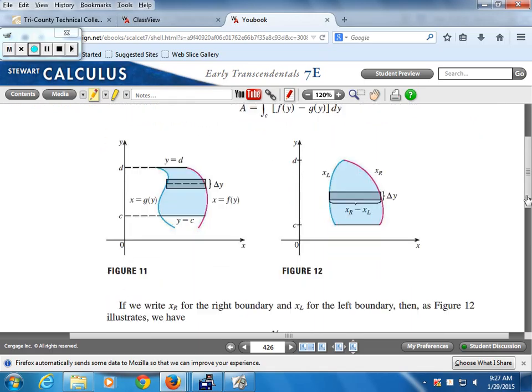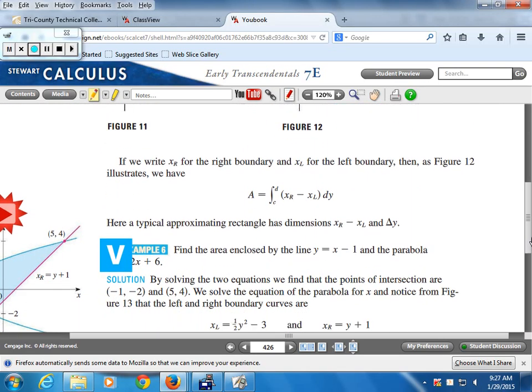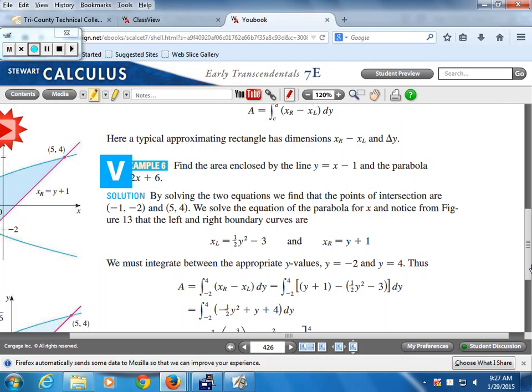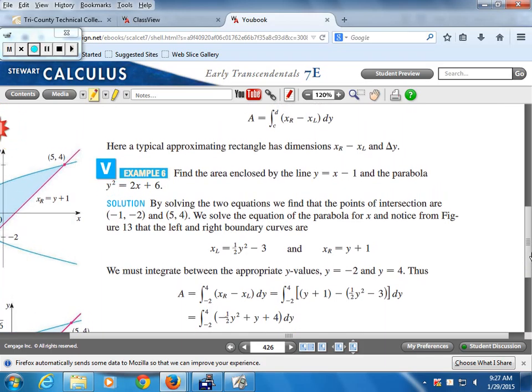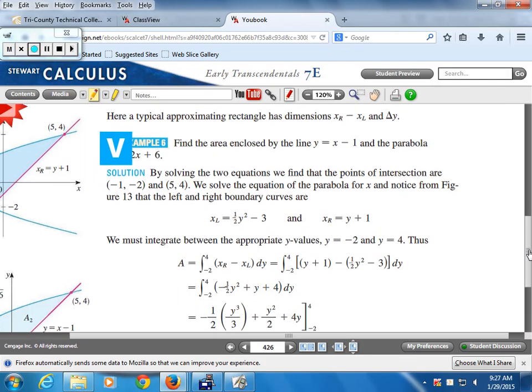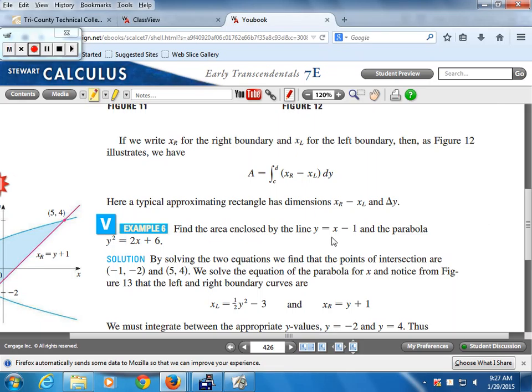So where would you see this? Well, they give you a problem, right? This right here. Find the area enclosed by the line y is equal to x minus 1 and the parabola y squared is equal to 2x plus 6. What have they done? They've rotated it, basically, or they're making you go around the y-axis now.